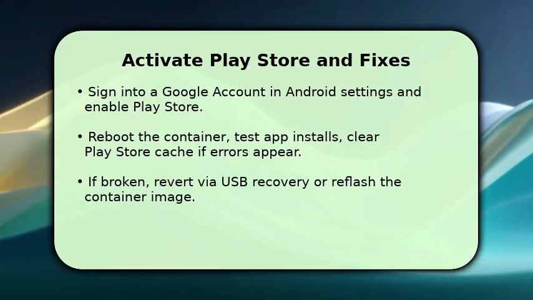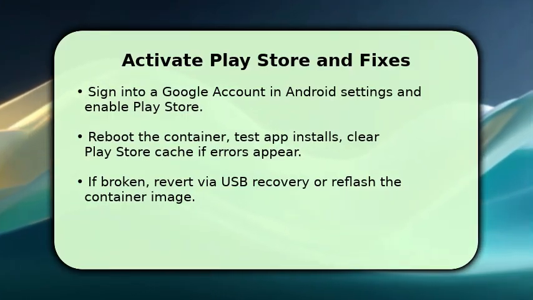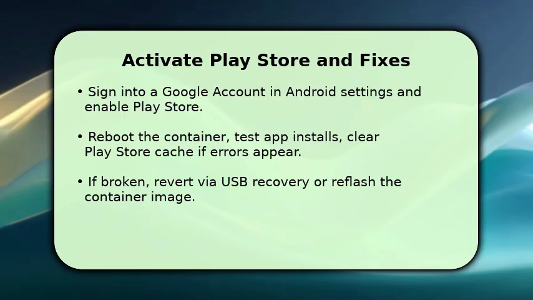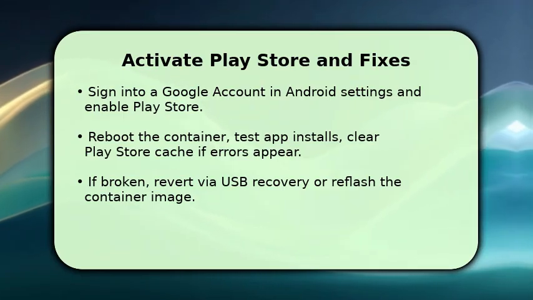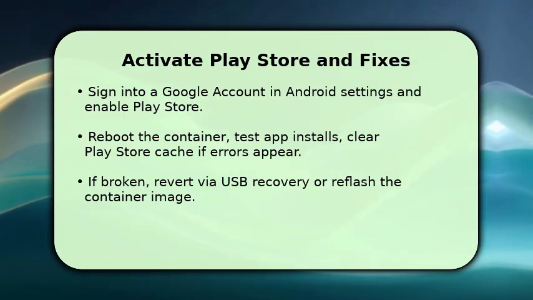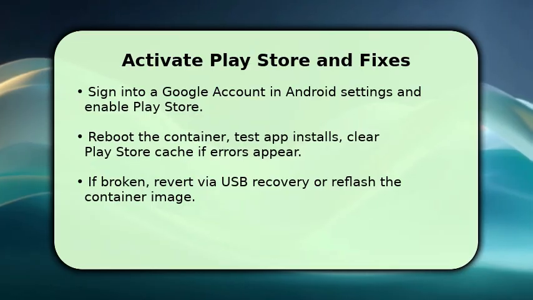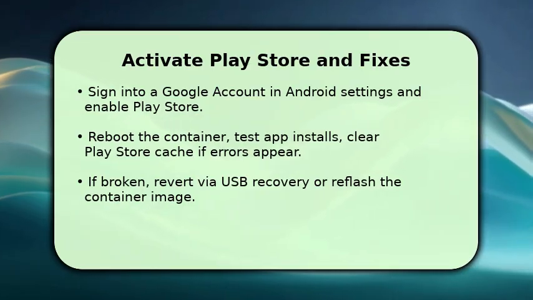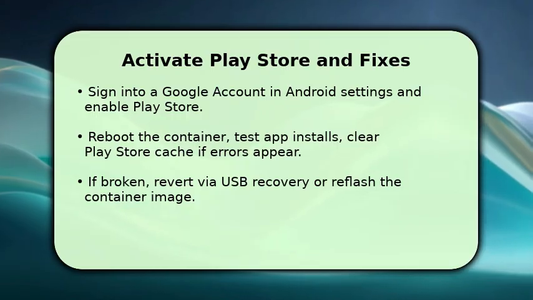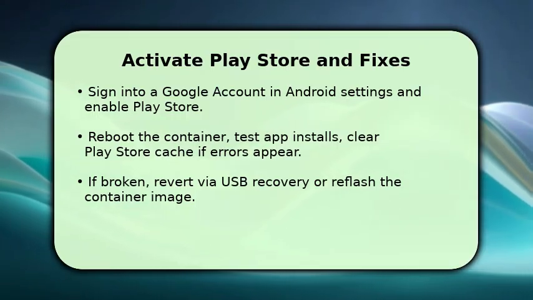You'll open Android settings, sign into your Google account, and enable the Google Play Store toggle. Then launch Play Store and attempt a simple app install. Once done, make sure apps run and permissions are granted. If you see errors, clear Play Store and Play Services caches, reboot the container, and try again.